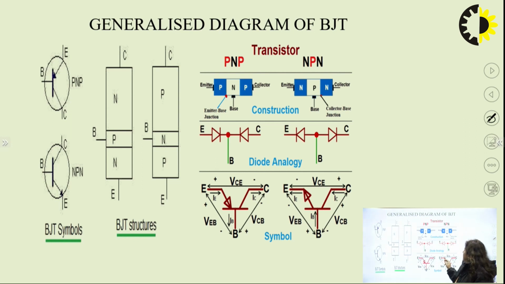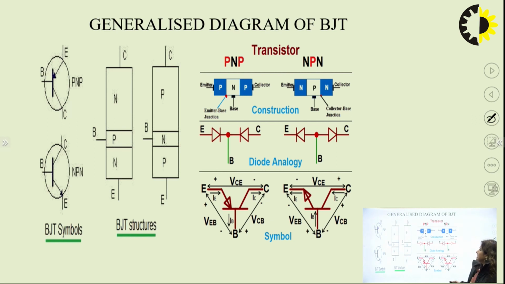So we have the diode analogy, which we have already seen here, and this is the symbol for the generalized diagram of the BJT. With the help of the BJT, we can have different types of applications, like the BJT as an amplifier, or you can construct a bipolar junction transistor instrumentation amplifier. In the instrumentation amplifier also we can use multiple BJTs and create our instrumentation amplifier.